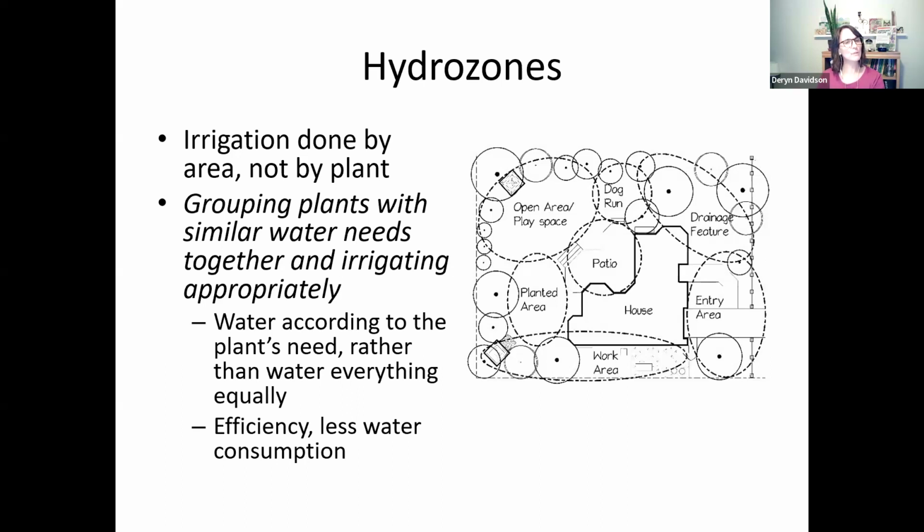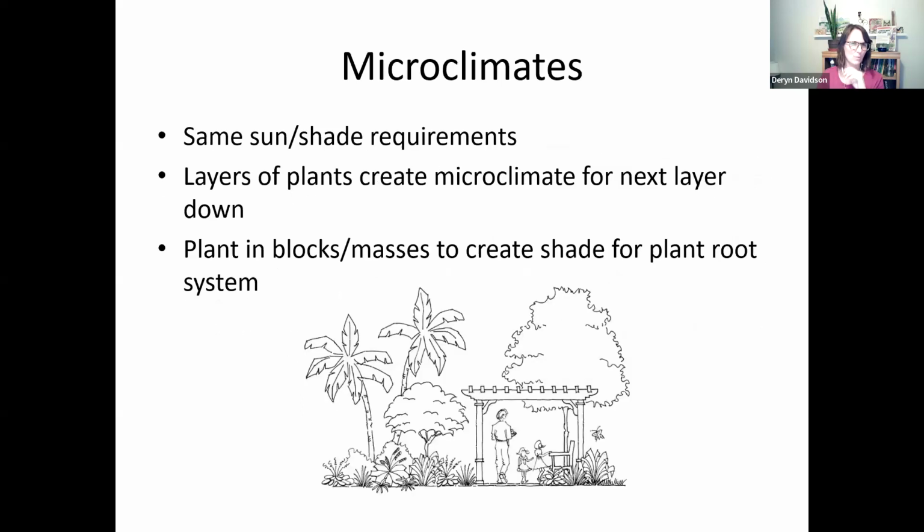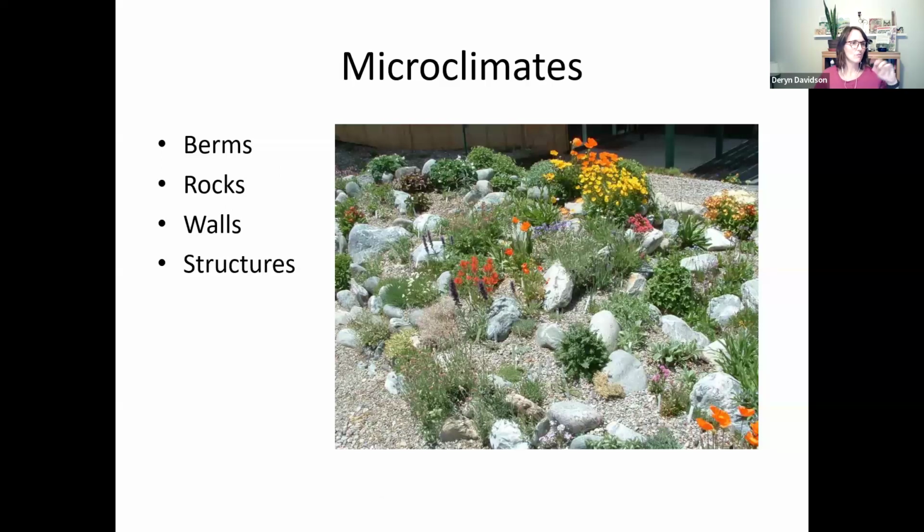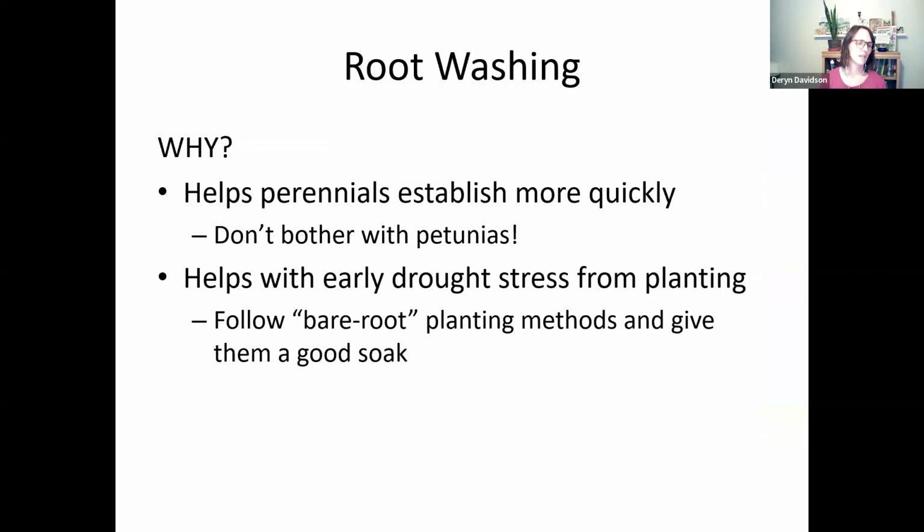Hydrozones is planting by water need. So again, don't mix really xeric with water-loving plants. You can think about microclimates when you're planting, and play with that. Rocks and berms and walls and structures are going to create different microclimates. Like the east side of your house is going to be much warmer than the west side of your house. The south side of your house is going to be warmer than the north side of your house.